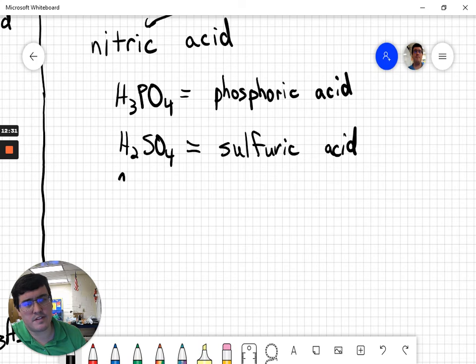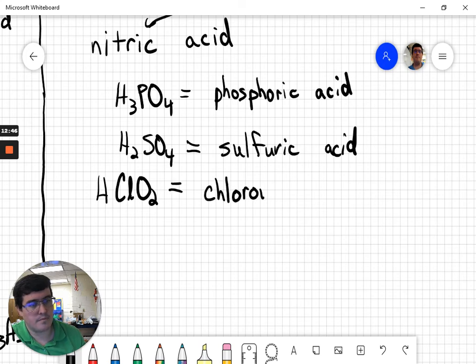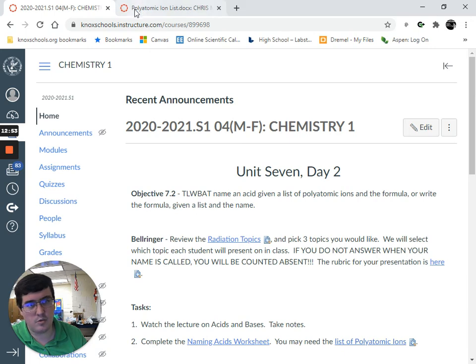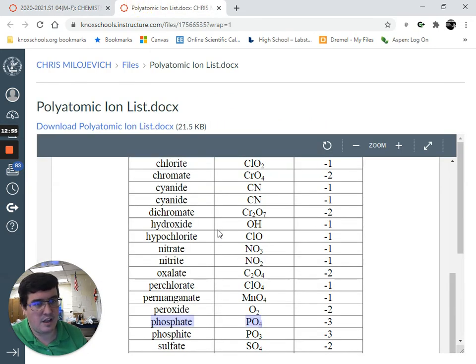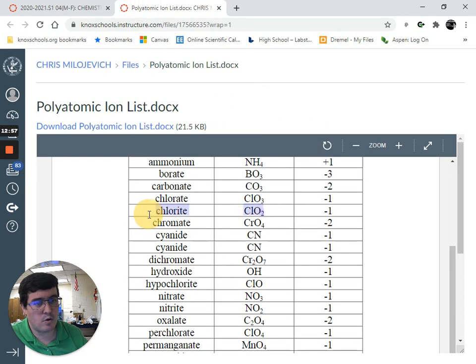Slightly easier one, for example, would be HClO2. Almost forgot the most important part of an acid, which is an H. What do you think the name of that one would be? You can pause and look it up. If you got chlorous acid, you are right, because you went back here and you looked. ClO2 is chlorite. Ites become ous, and we call that chlorous acid.